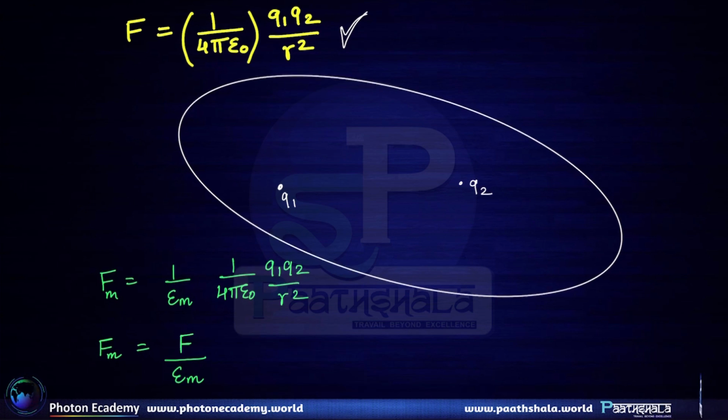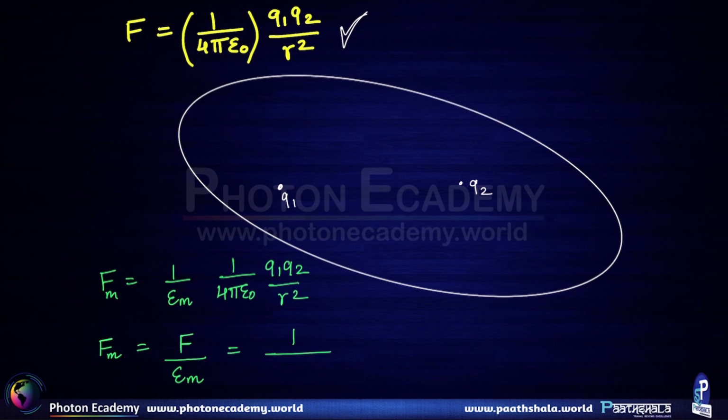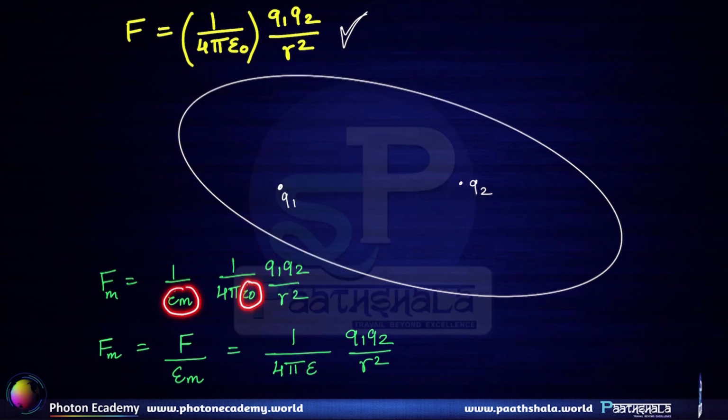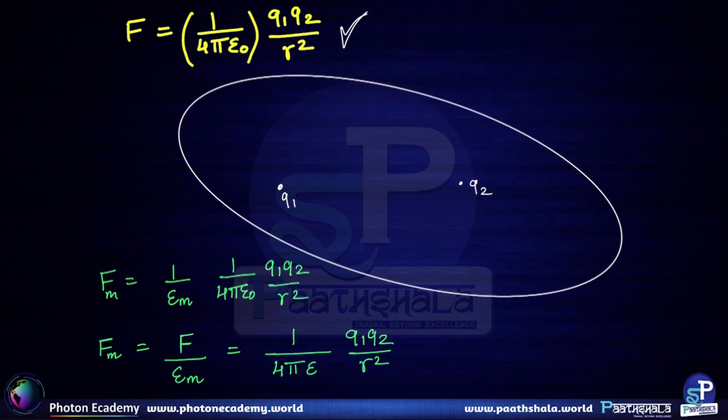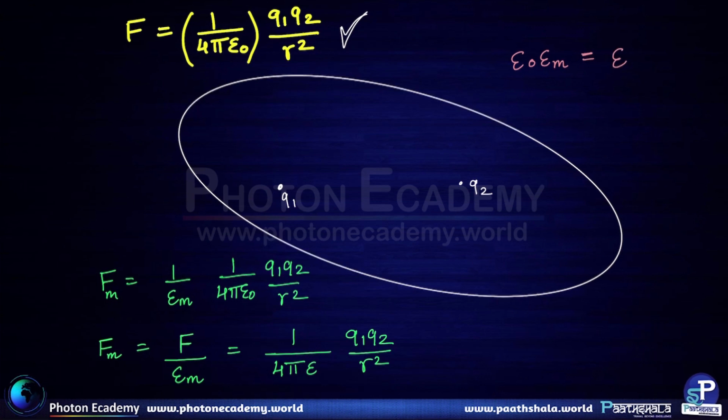All right, if we were to write this force in more of the standard format, then we have to write 1 upon 4 pi epsilon q1 q2 upon r square. By comparing these equations, we can clearly see that epsilon naught times epsilon m gives us the value of epsilon. So I'll write that observation over here. Epsilon naught times epsilon medium is equal to epsilon.